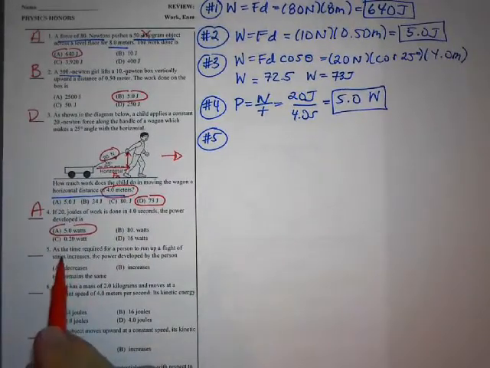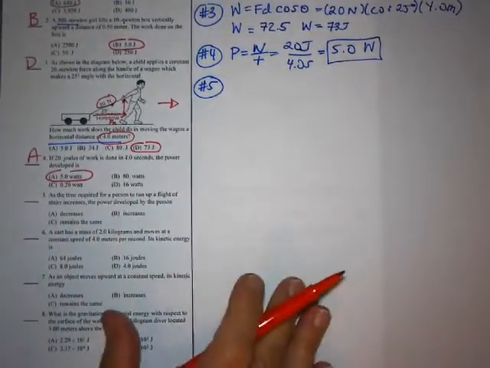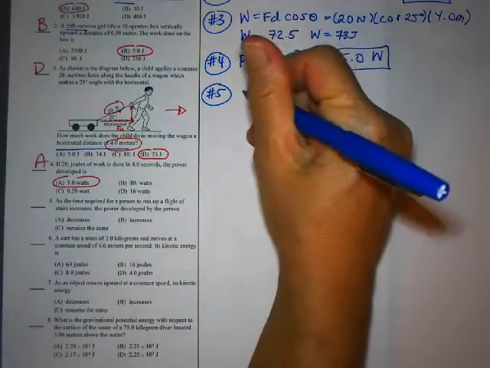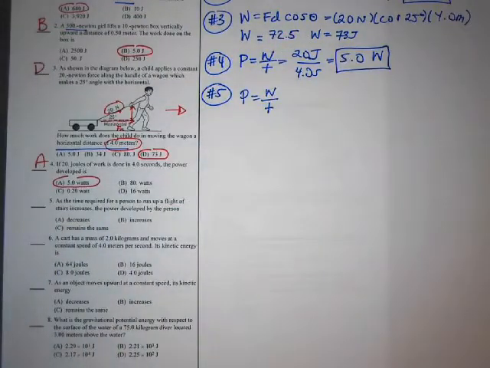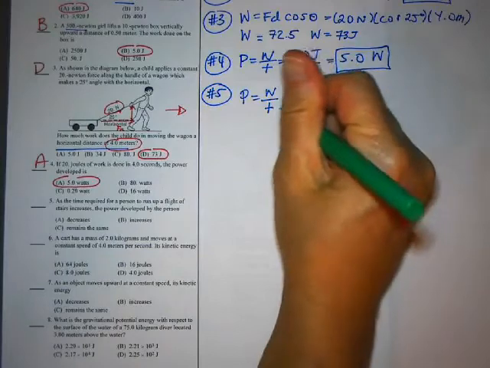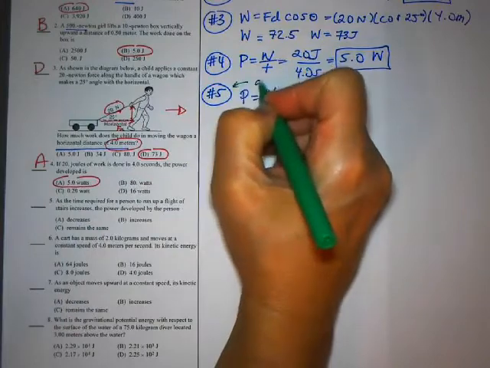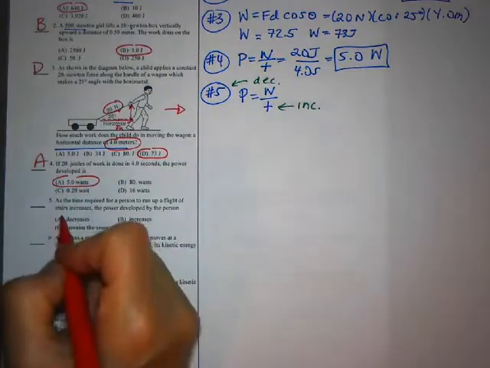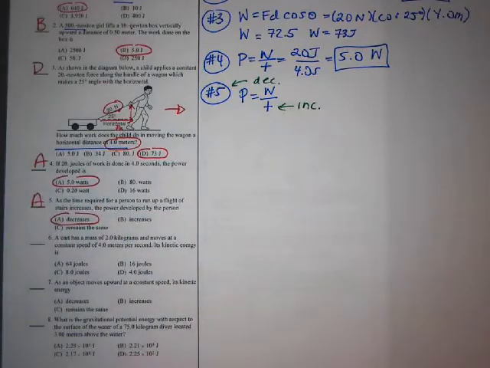Number 5. As the time required for a person to run up a flight of stairs increases, the power developed. So we know that power is work divided by time. So now they're asking you, if the time increases, what's happening to the power? So this is going to decrease because we see that these are inversely proportional. So for number 5, the answer is going to be A, decreases. And we can tell by looking at the equation.